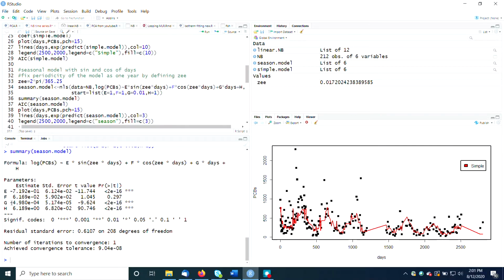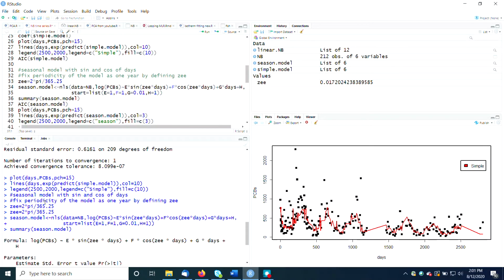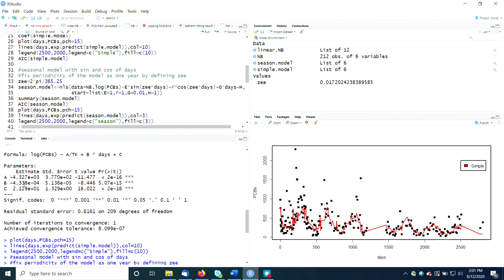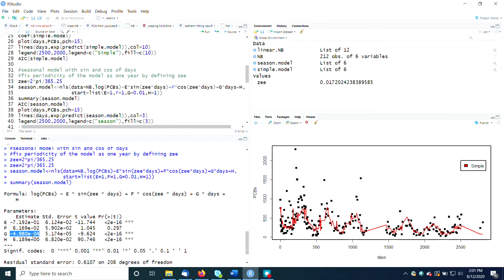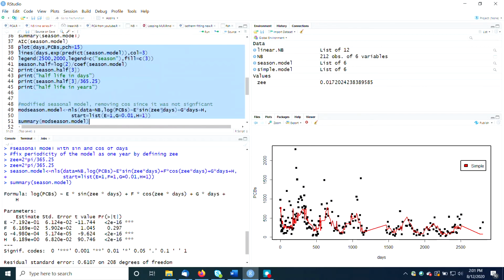And again, here's my time constant. Minus 4.98 times 10 to the minus 4. If you were paying close attention up here, we got minus 0.4338 times 10 to the minus 4. So it's a little bit different. Highly significant here. But notice f, which was related here to the cosine of the number of days, f is not significant. So we should probably take that out, right? But just for kicks, first let's plot this.